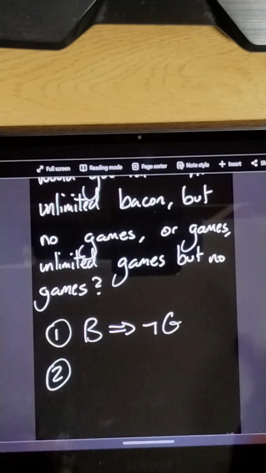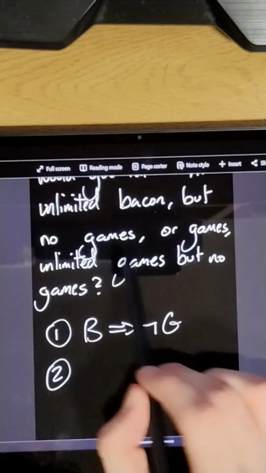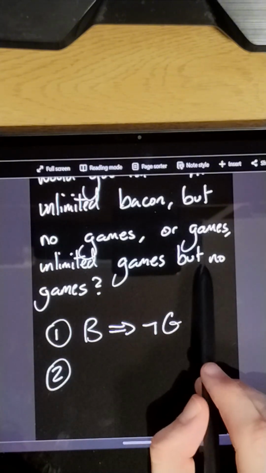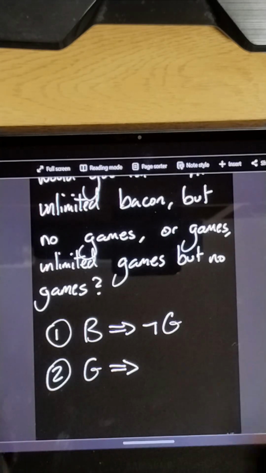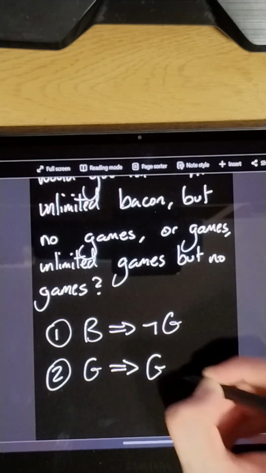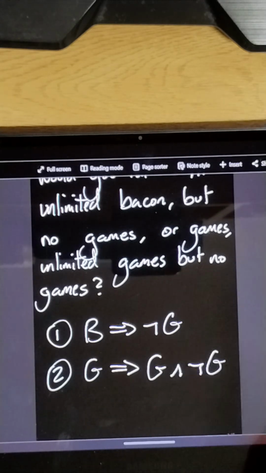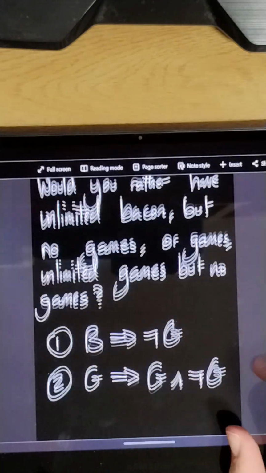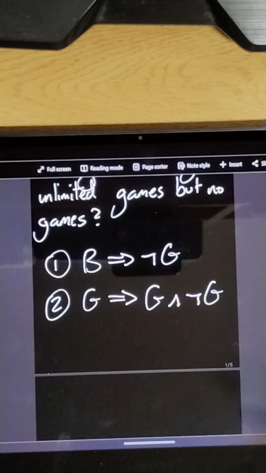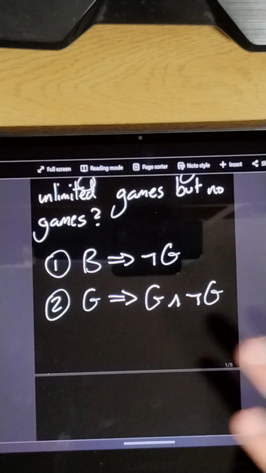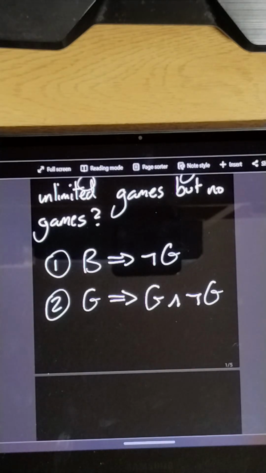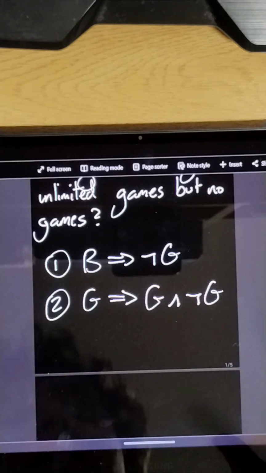Our second statement is saying that having games implies that we have unlimited games but no games. So G is going to imply that we have games and we have no games. So now that we've defined these two conditions of the question, let's work them through, do some truth and false analysis, and see what condition would lead us to have the most gain, the most benefit.